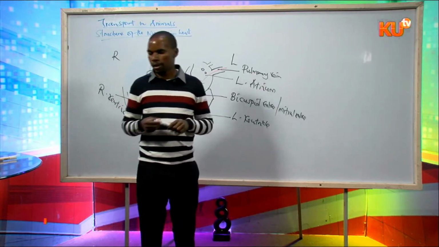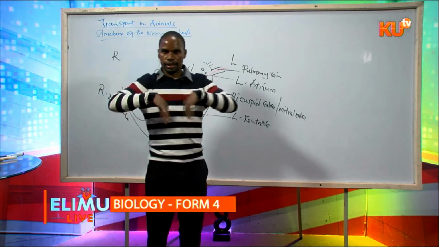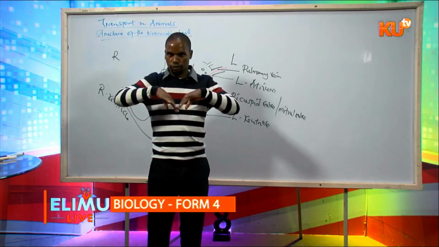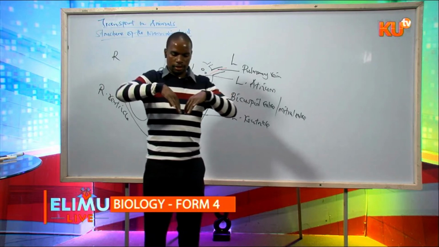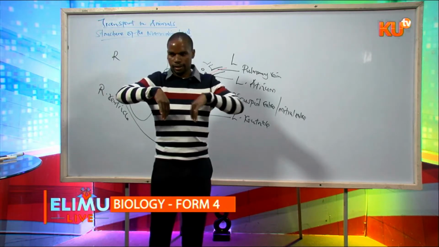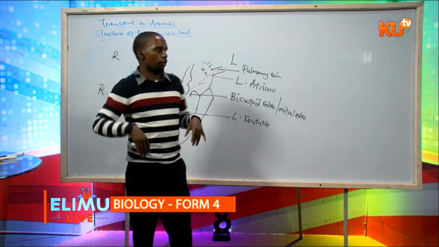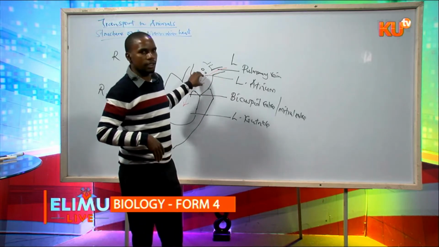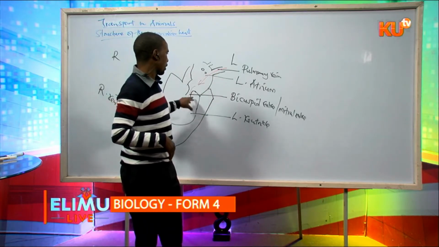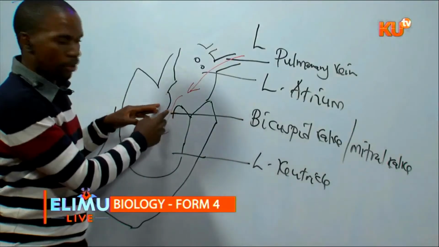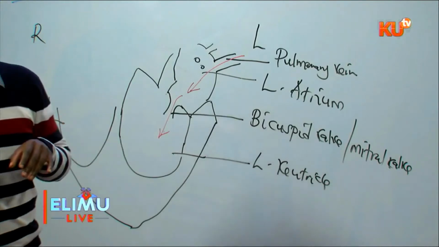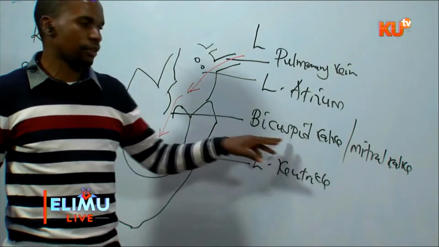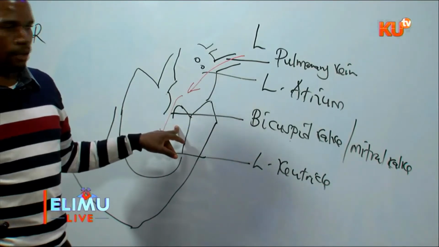By 2 flaps, I mean they open in such a manner. They have 2 flaps, so they open in this manner. This is the first flap, this is the second flap. So that's how they open. As blood comes in under high pressure, these valves are going to open like this. So those are what we refer to as bicuspid valves or the mitral valves.